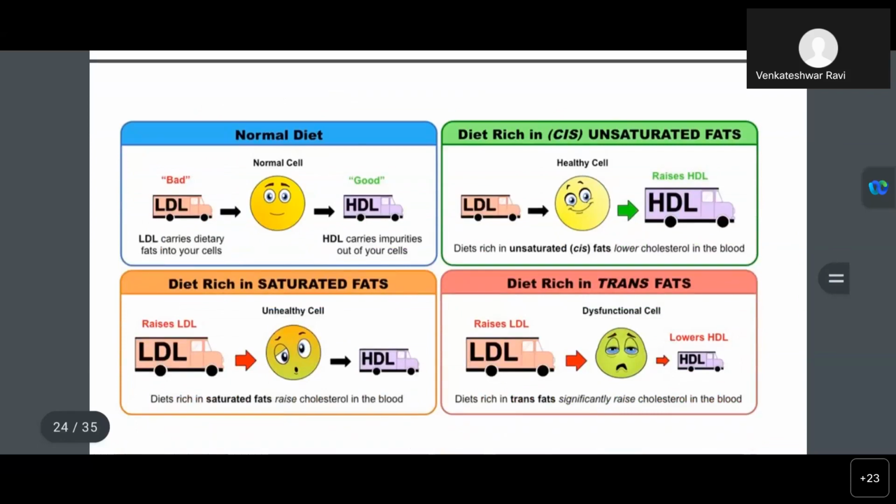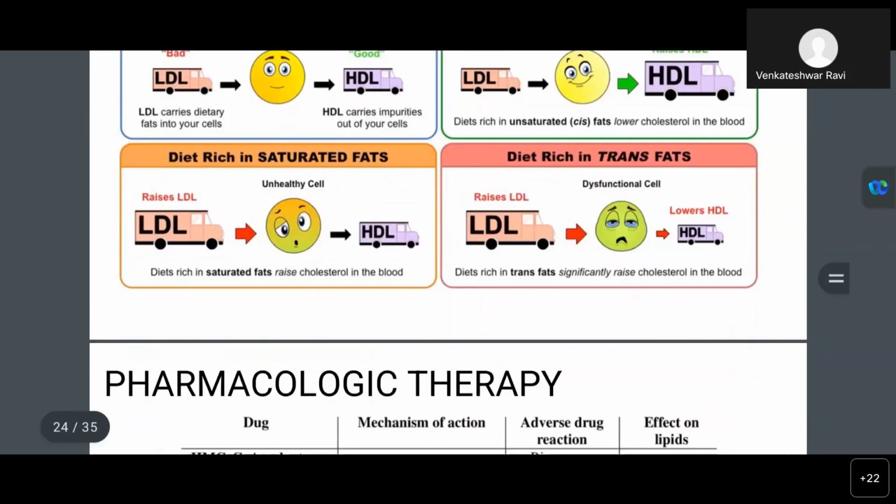Another slide depicting the value of unsaturated fatty acid. Saturated fatty acid keeps your cells unhealthy, whereas trans fatty acid makes your cells dysfunctional and raises the LDL levels.